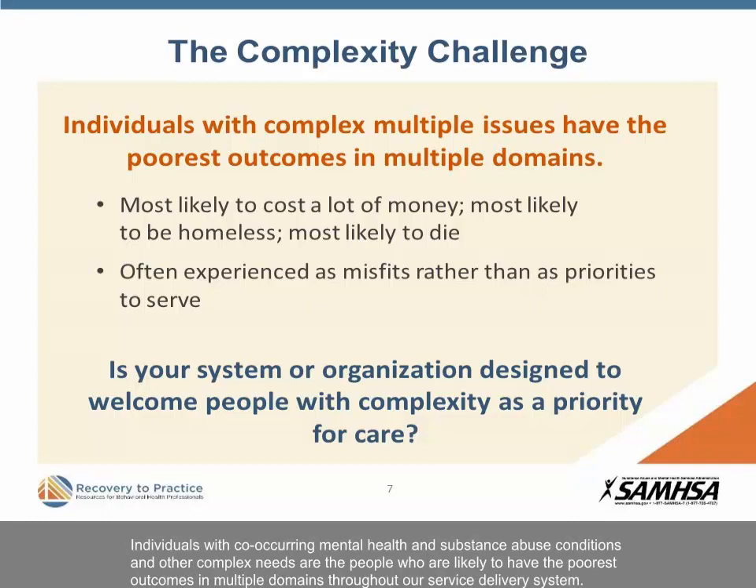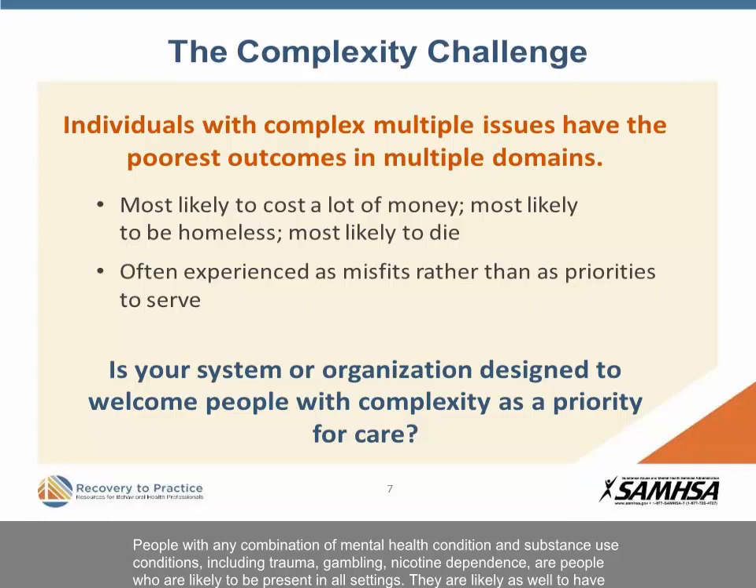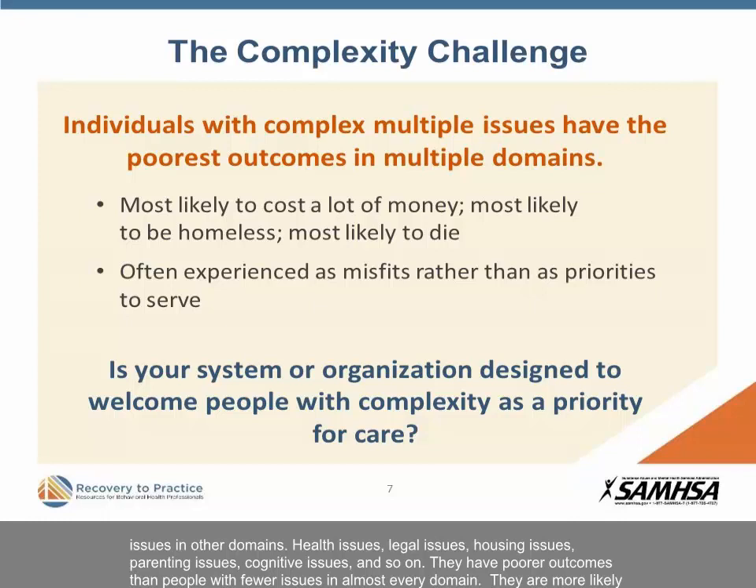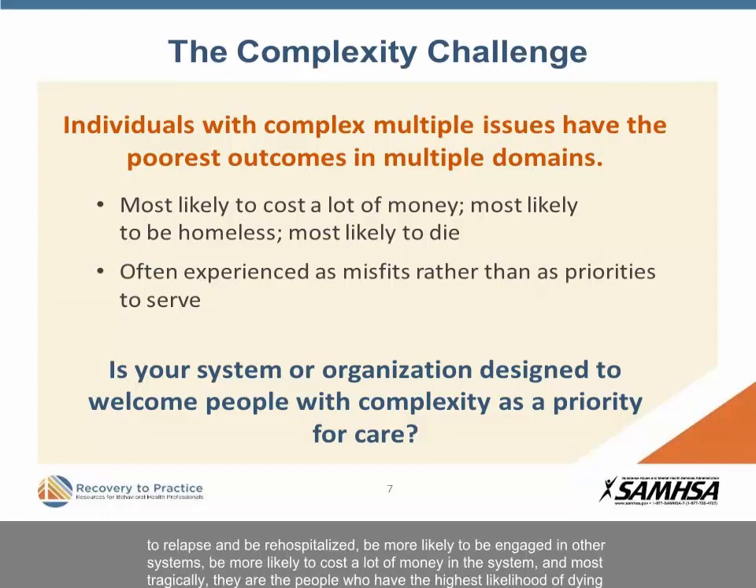Individuals with co-occurring mental health and substance use conditions and other complex needs are people who are likely to have the poorest outcomes in multiple domains throughout our service delivery system. People with any combination of mental health condition and substance use condition, including trauma, including gambling, including nicotine dependence, are likely to be present in all settings, and are likely as well to have issues in other domains: health issues, legal issues, housing issues, parenting issues, cognitive issues, and so on. They have poorer outcomes than people with fewer issues in almost every domain. They're more likely to relapse and be rehospitalized, more likely to be engaged in other systems, more likely to cost a lot of money in the system, and most tragically are people who have the highest likelihood of dying prematurely.